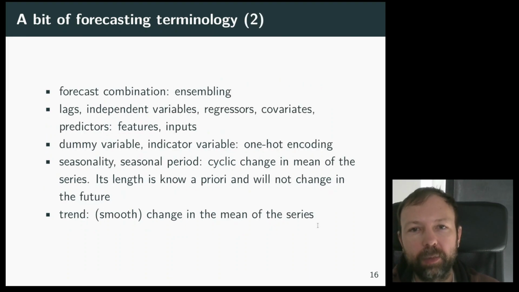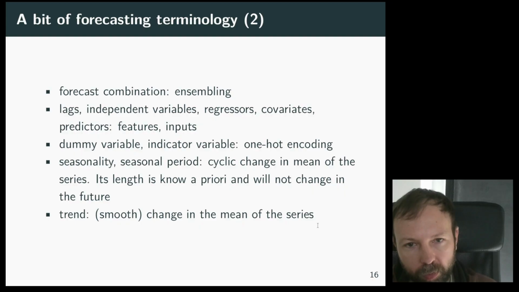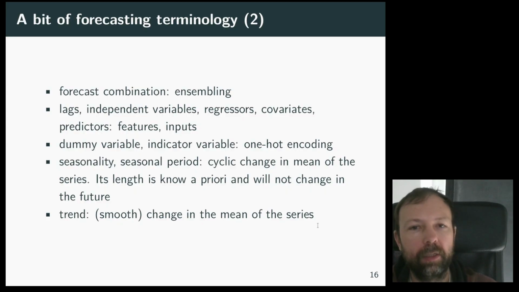Forecast combination is what we would usually call ensembling in a machine learning context. Then we have lags, independent variables, regressors, covariates or predictors. That's what would be called features or inputs. We have dummy variables, indicator variables, that's one-hot encoding. We have seasonality or seasonal period. That's a cyclic change in the mean of the series. And we would always assume that its length is known a priori and will not change in the future.